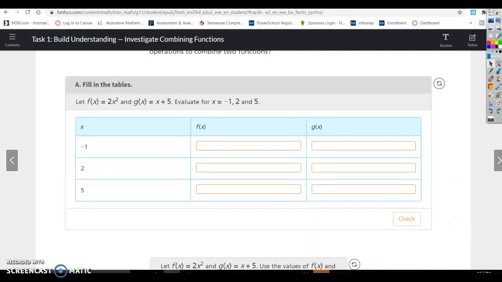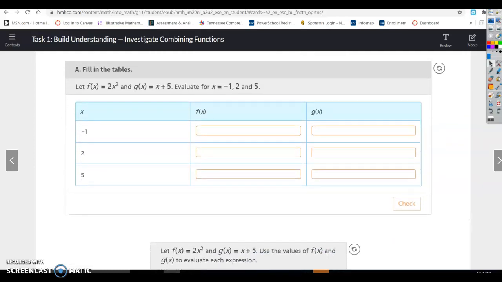Alright, so let's look at the table, and it says fill in the table. So they give us f of x equals this, and g of x equals this. So it says evaluate for these three values of x. So if we substitute this in for x, that will give us f of negative 1. So first we're going to find f of negative 1. If we plug negative 1 in for x, negative 1 squared is 1. 1 times 2 is 2.